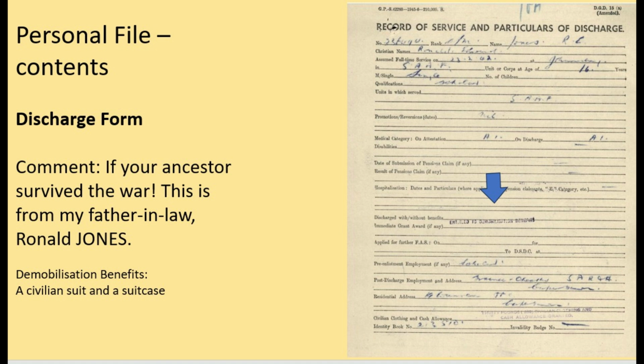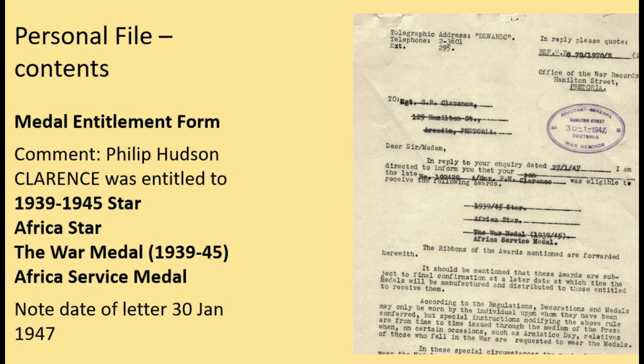If your ancestors survived to the end of the war, then you will get discharge papers. And this one here is of my father-in-law, and you'll see that he is given discharge demobilization privileges, which include a suit, a suitcase, and £30. Another form you'll mostly find is the medal entitlement form, in this case a letter addressed to the father of Sergeant Philip Hudson Clarence, who had written obviously to ask which medals his deceased son was entitled to, and this was the response.